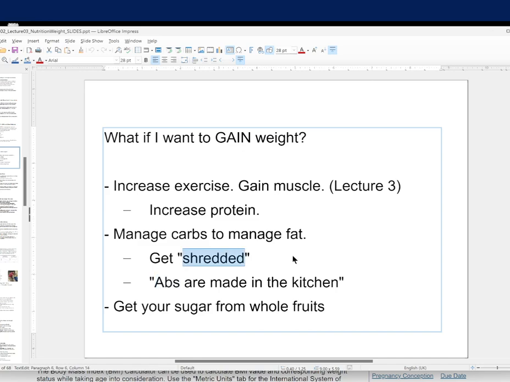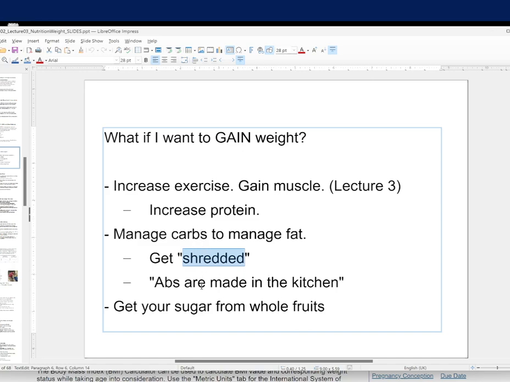When you look shredded, what you're doing is thinning that subcutaneous fat layer. Subcutaneous means under the skin, and that fat layer under the skin is hiding your muscles. So if you want to look shredded, you want to thin out the fat layer. You don't want it to go to zero, of course, but you want to thin it out. Fat actually has some very, very important jobs to do in your body. So you don't want to be zero fat.